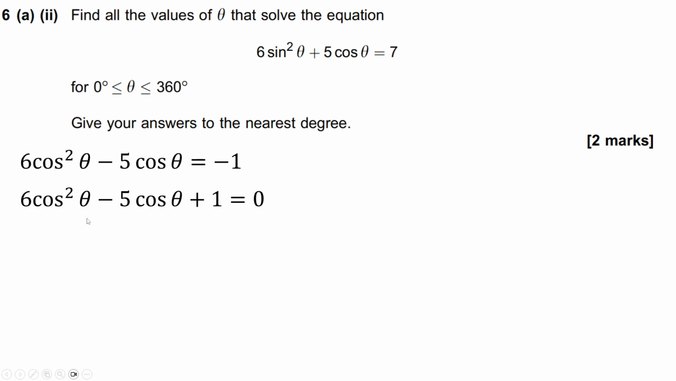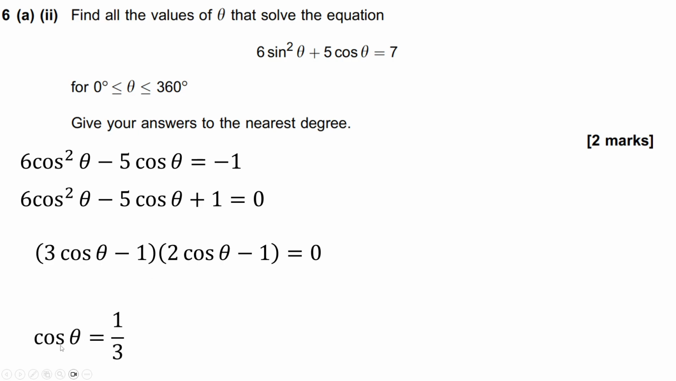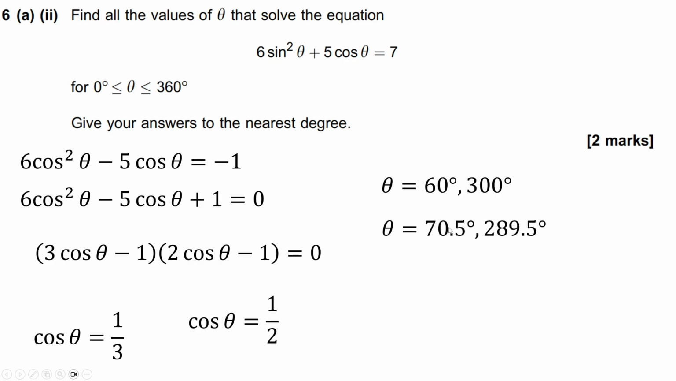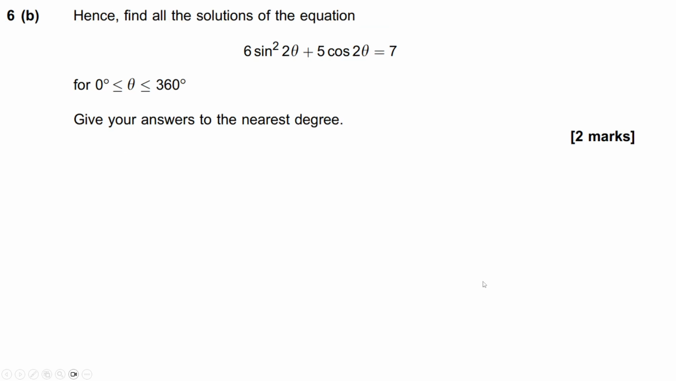You can do a little substitution if you prefer, but if you're comfortable just factorizing this, just go ahead and do it. So you get cosine theta equals 1 over 3, or it equals a half. Cosine theta equals a half, so you've got 60 degrees there, and then you'll have 360 degrees minus 60 degrees, which is 300 degrees. And then for this one here, you'll get 70.5, and then you'll do 360 minus that to get this. Hence found all the solutions of this equation.